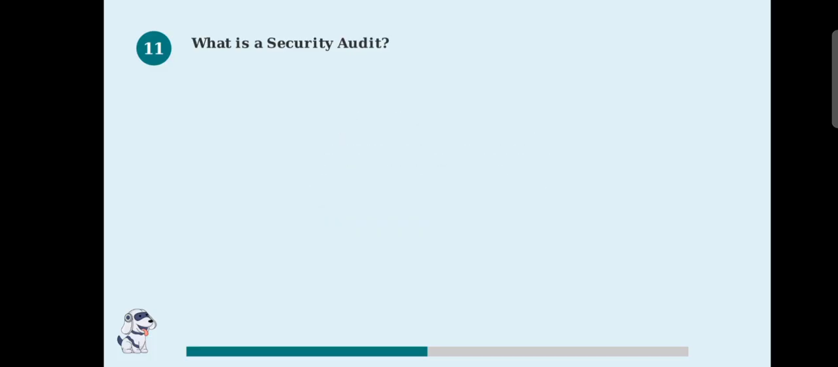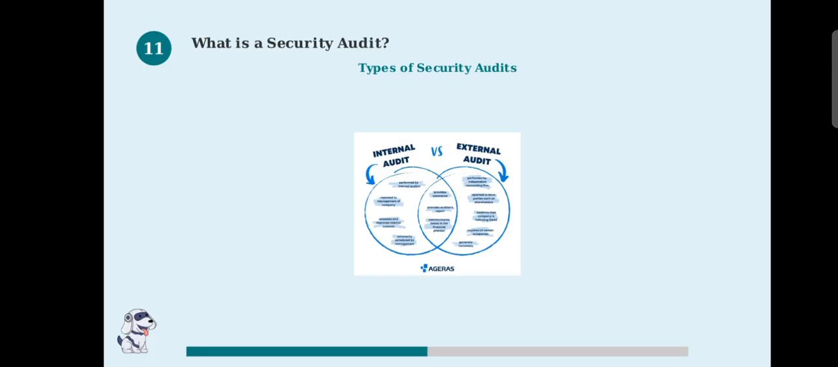There are two main types of security audits: internal audits and external audits. Each serves different purposes and provides unique perspectives on an organization's security posture. Internal audits are performed by the organization's own security team or internal auditors. They report to management and focus on assessing internal controls and processes.